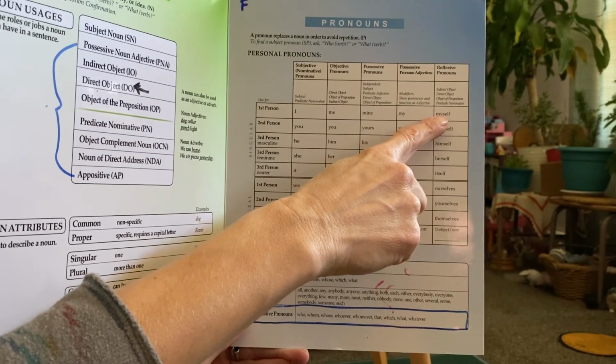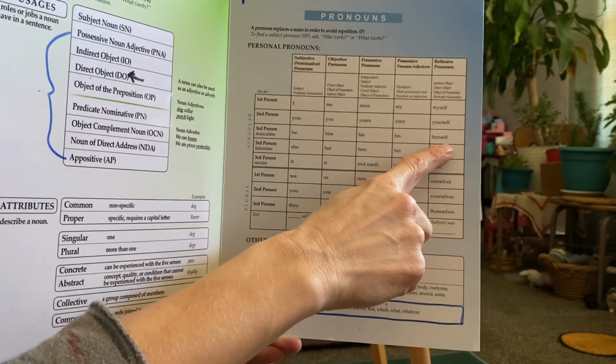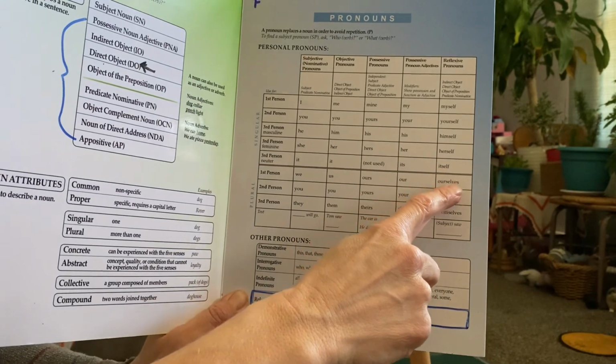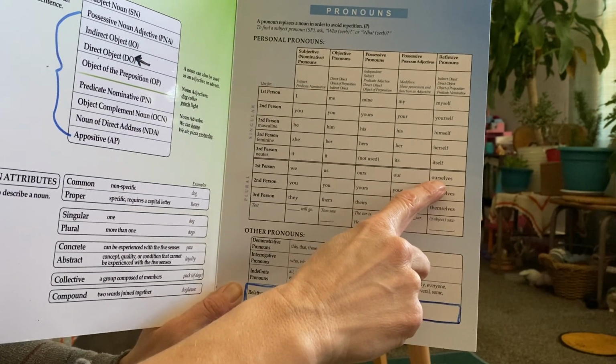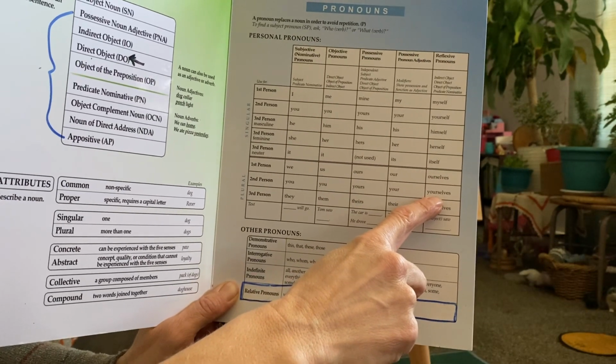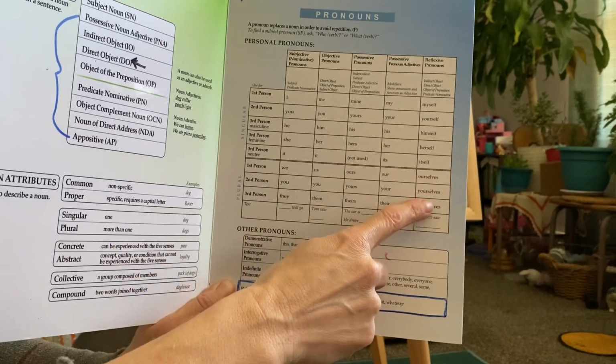In first person, you're talking myself. Second person, singular, yourself. Third person, singular, himself, herself, or itself. First person, plural, ourselves. Second person, plural, yourselves. Third person, plural is themselves. So this is what we're referring to.